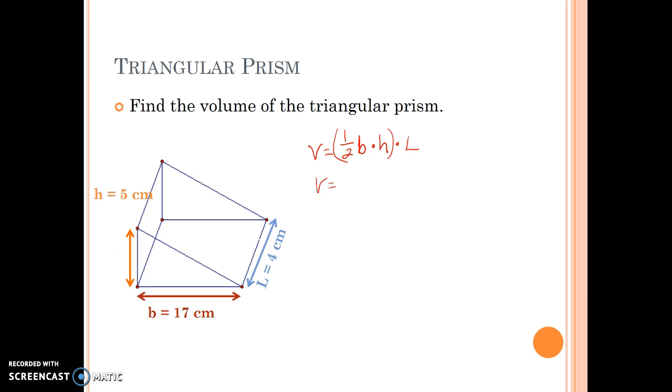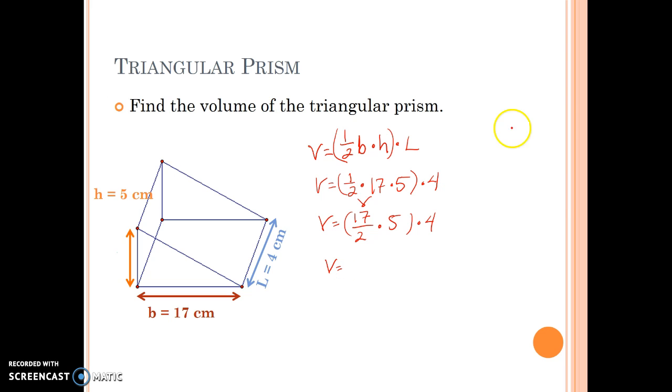Okay, so the volume in this case, let's fill in our variables, equals 1/2 times 17 times 5 times 4. Volume equals 17 over 2, combining these two, times 5 times 4.